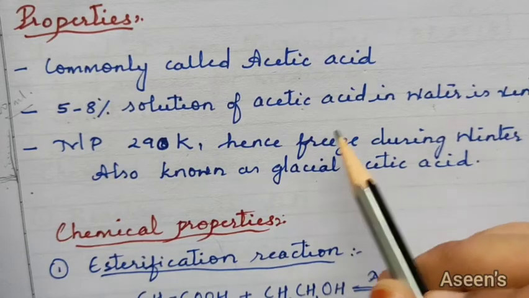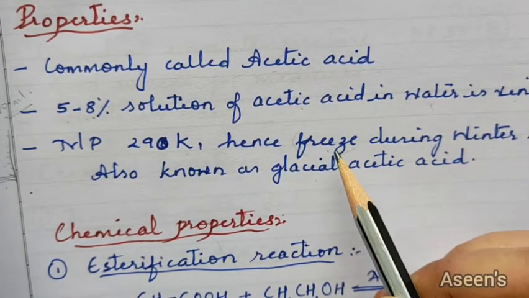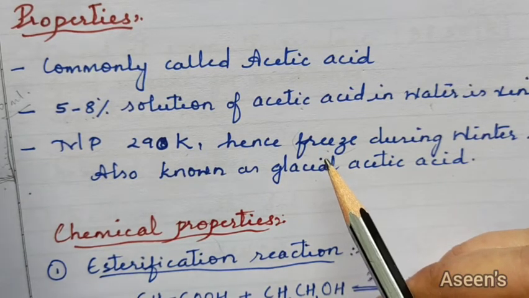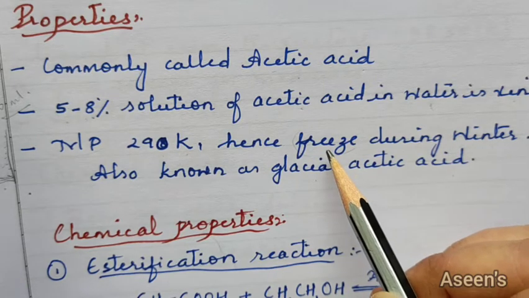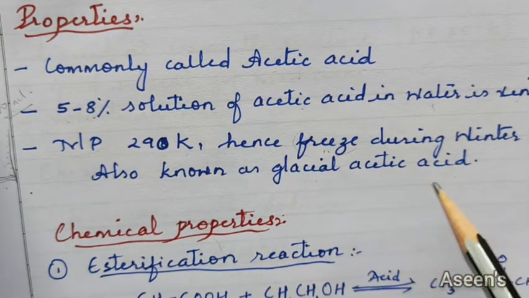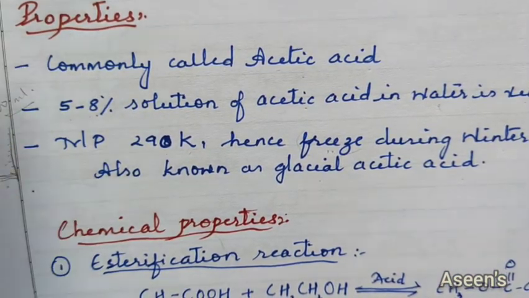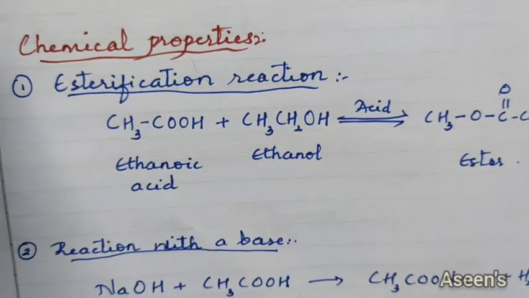Okay, now one more thing here. This freezing will appear only for pure ethanoic acid, not the adulterated one or the ones with extra additions to it. So the pure ones will only show this freezing property. Hence it is known as glacial acetic acid. So that was about the common properties of ethanoic acid. Let's go for the next one, that is your chemical properties.